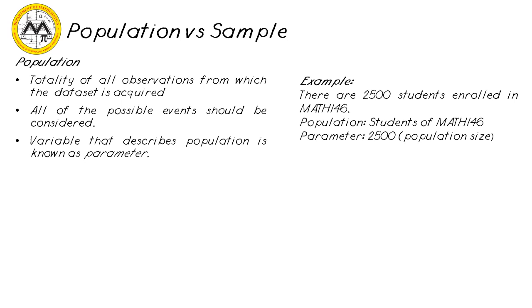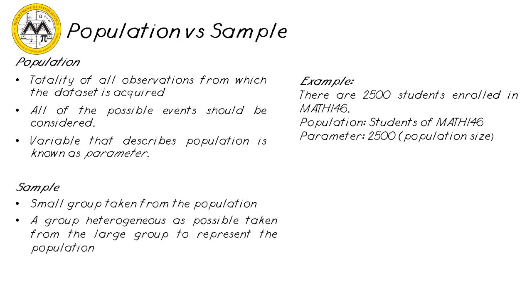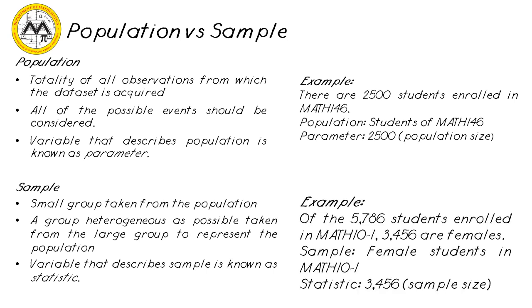If we're going to collect data from this population, we call that representation the sample, or a small group taken from the population. It must be as heterogeneous as possible. It should represent the entire population. And the data that we're going to gather from the sample is what you call a statistic.